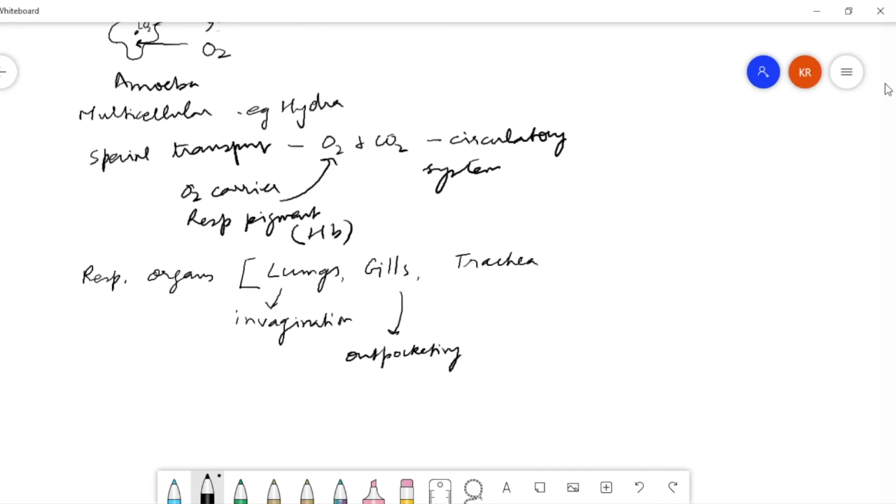So these are three. There is also one more, which is through the skin. The frog, for instance, respires through its skin. Earthworm respires through its skin. So these are some of the general ways through which respiration can take place.